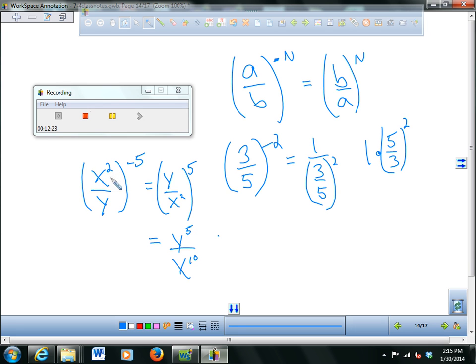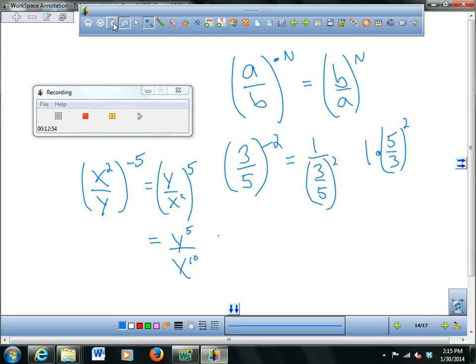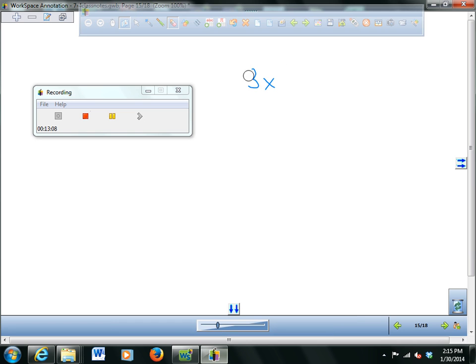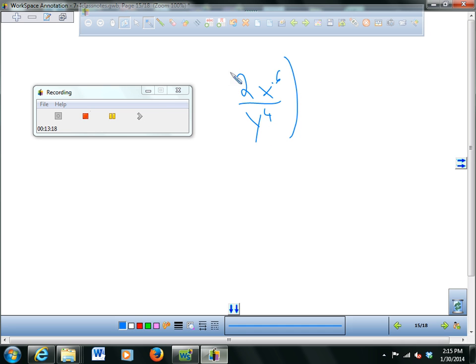Okay. Very nice. One more try. Here's a toughie. This is the bonus double reward problem. I'm going to give you time to think about this one after I write it down. 2x to the 6th over y to the 4th, that whole thing raised to the negative 3 power. So think about that one.